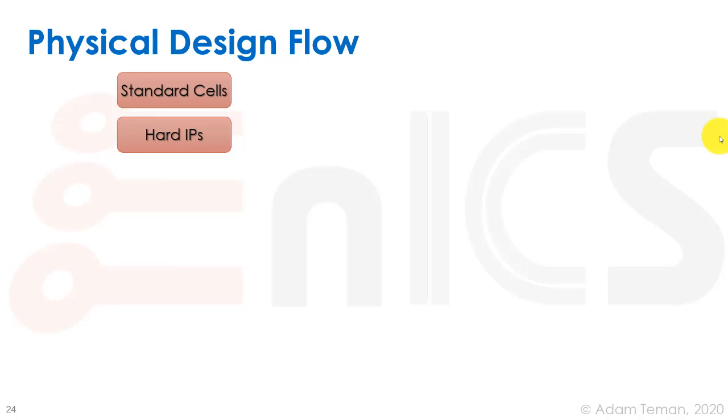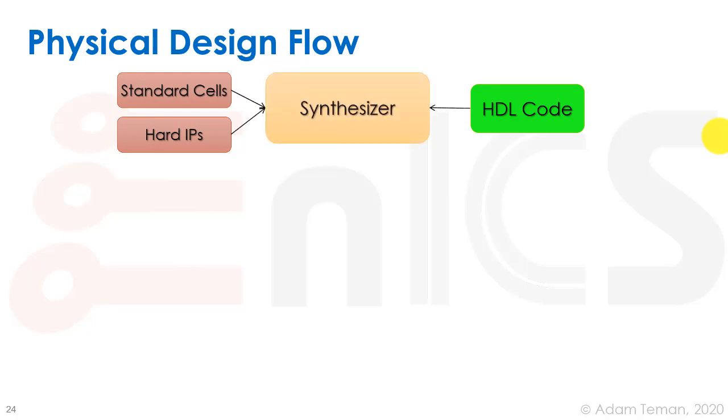In the course DVD, Digital VLSI Design, I discussed this in detail. On the other side, we have our RTL, our hardware description language code that we wrote. So these are the things we start with. We take the two of them and input them into a tool called a synthesizer. The synthesizer is basically the compiler for hardware. It takes our code and turns it into generic gates. Then it maps these generic gates to the standard cells that we got, and also inserts the hard IPs, and it outputs a netlist, which is a list of all the gates that are actually going to be used and the connectivity between them.